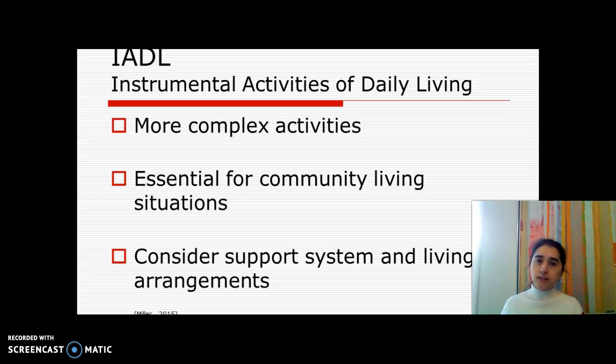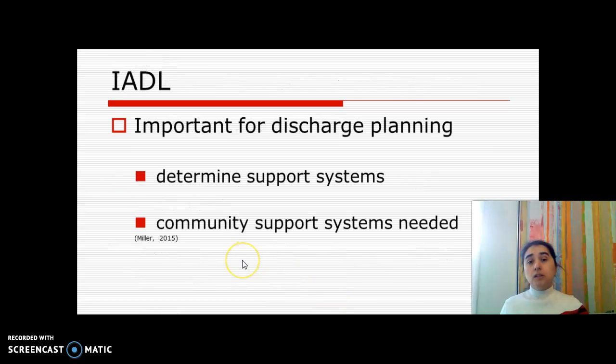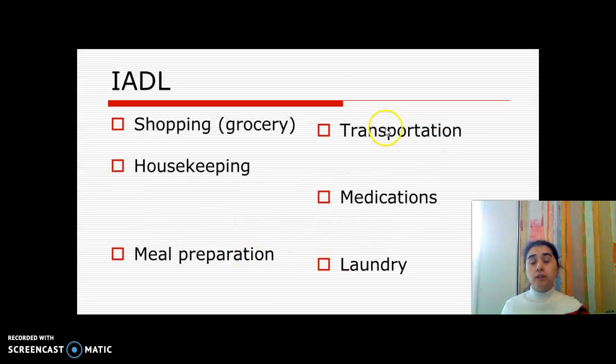When we do this assessment, we have to realize what services need to be arranged for safe discharge. Our goal is to prevent readmission with the same problem or new problems that a patient might develop. As I told, it's important to determine support system and what community support systems are needed for discharge planning.